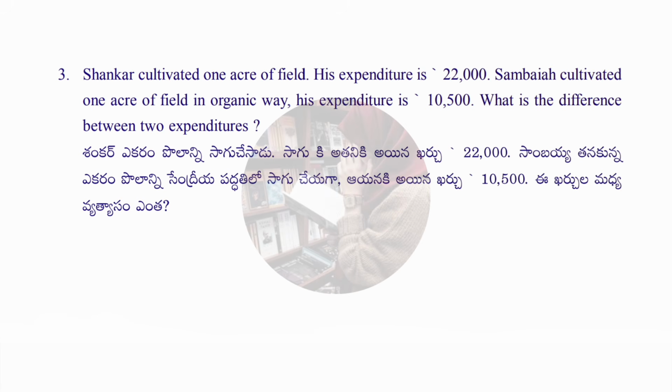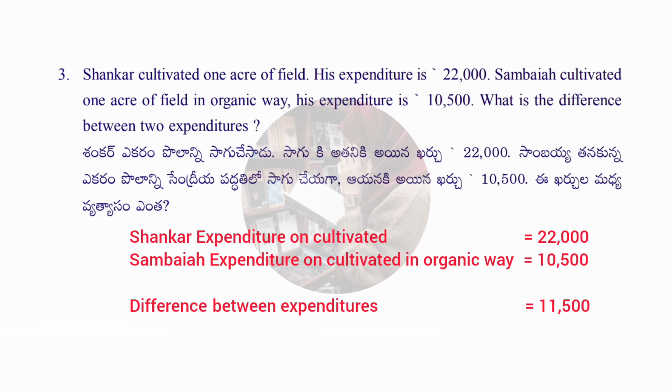Let's see the answer guys. Shankar's expenditure on cultivation is 22,000. Next, Sambaya's expenditure on cultivating in an organic way is 10,500. So the difference between their expenditures, you have to do the subtraction, then you will get the answer as 11,500. So 11,500 is the difference between these two expenditures.